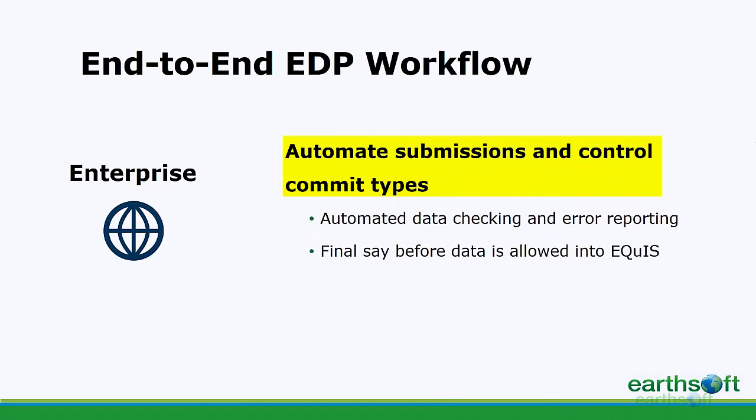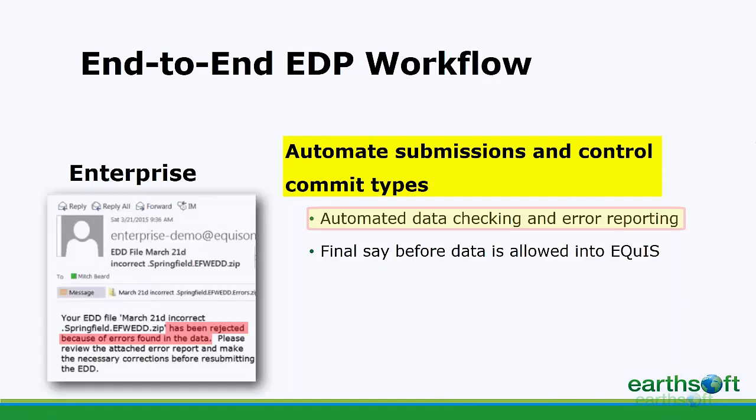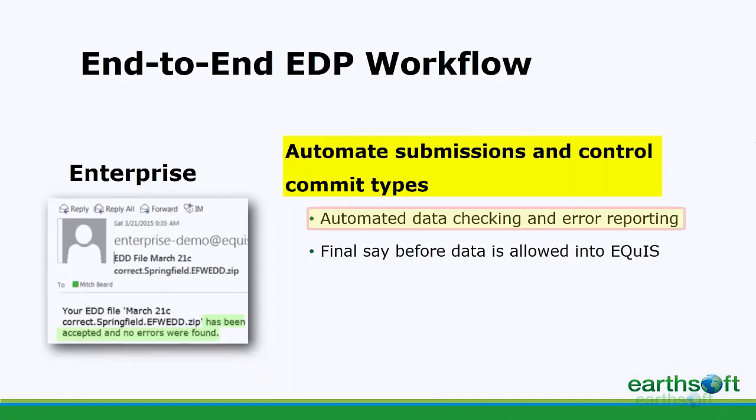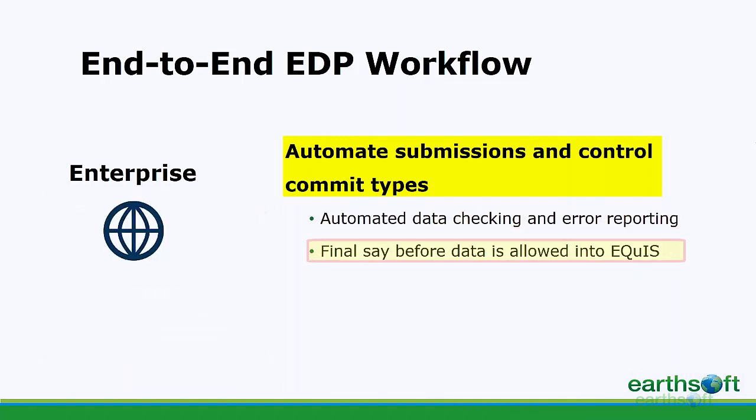Enterprise EDP, again, will automate the submissions and the commit and control types. Enterprise EDP includes automated data checking and error reporting. Again, if the data submitter submits their EDD with errors, Enterprise EDP will email them an error report, a very meaningful error report, and help them fix the errors in the EDD so they can resubmit and receive a confirmation of receipt for their records. Finally, Enterprise EDP has the final say before the data are allowed into EQuIS.